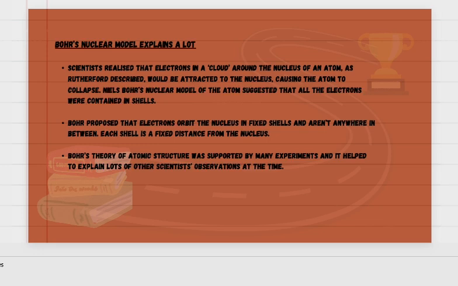Bohr proposed that electrons orbit the nucleus in fixed shells and aren't anywhere in between. Each shell is a fixed distance from the nucleus. Bohr's theory of atomic structure was supported by many experiments, and it helped to explain lots of other scientists' observations at the time.